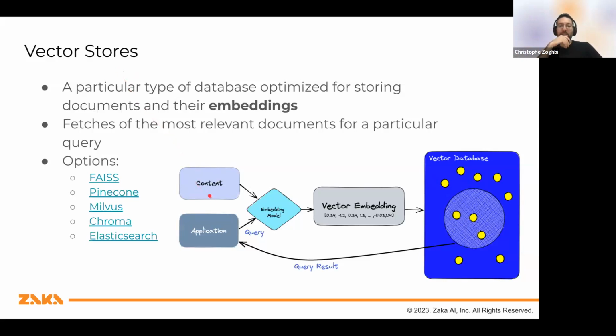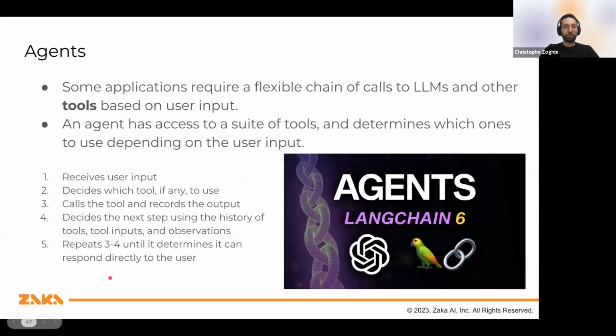So the idea is that you have your content and you have your application. The content is embedded and stored in the vector database. And then the application will send a certain query to the embedding model. The model will check the database and then return the results. And there's a lot of options of vector databases, like FAISS, the open source vector database. We have Pinecone, Milvus, Chroma, Elasticsearch. There's plenty of other options as well. And all of these are supported by LangChain.